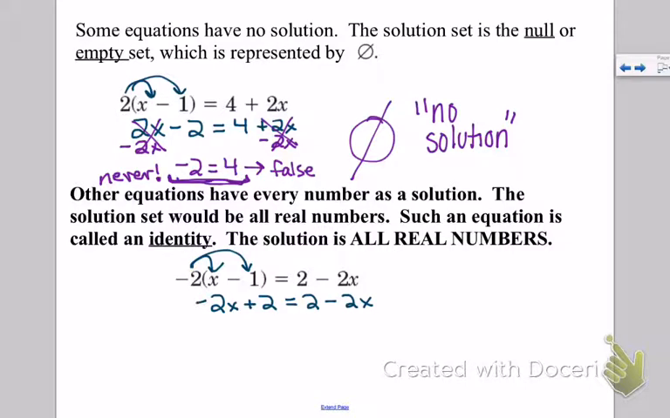Our first step is always to move our variables to one side, so I'm going to do the opposite operation. It's a -2x, so now I need to add it to both sides. When I do that, that will cancel. I'm left with +2 equals 2, and this side cancels out as well. This statement is very much true. 2 is always equal to 2. Always.